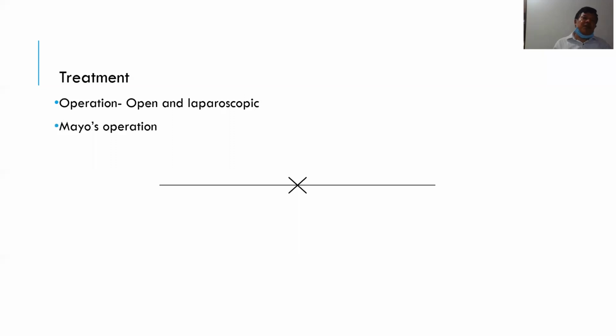So, treatment of umbilical hernia. Again, no role of any conservative treatment. Mainly operation, that is surgical treatment. We can go for open surgical treatment, which was initially described by Mayo, and Mayo's operation was advocated mainly for a case of umbilical hernia. And in this case, it is not a hernioplasty.